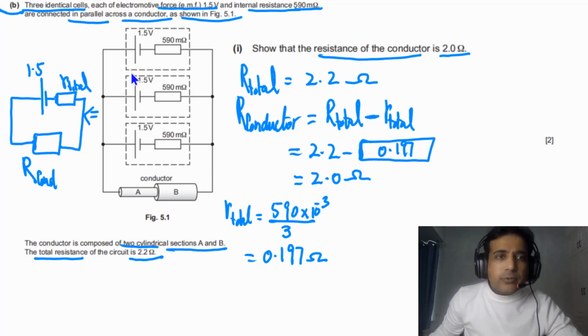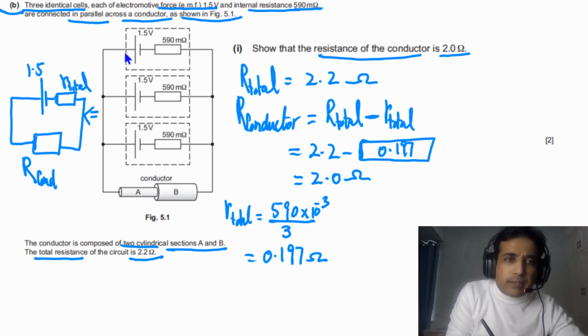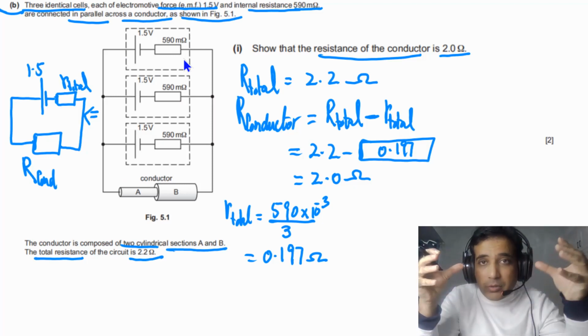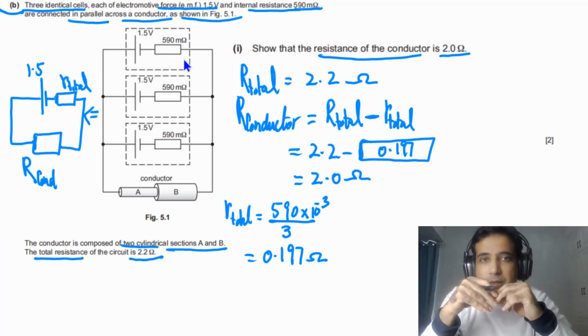Why do we design a circuit like this? In this case, the lifetime of the battery will be longer, so we can use this kind of circuit for a long time. So this is the main benefit.